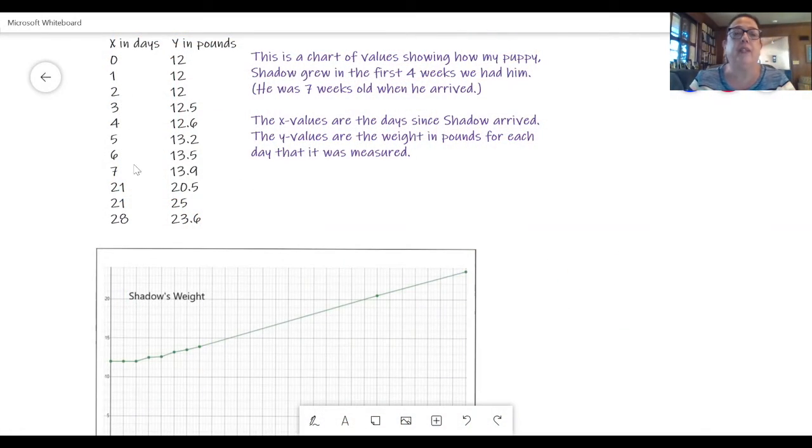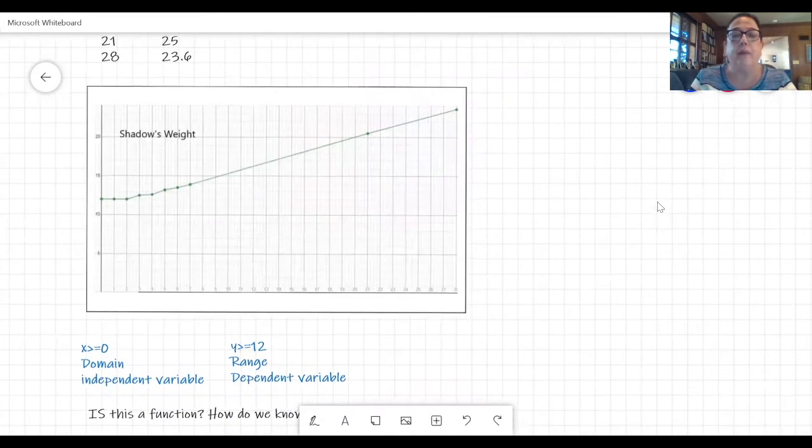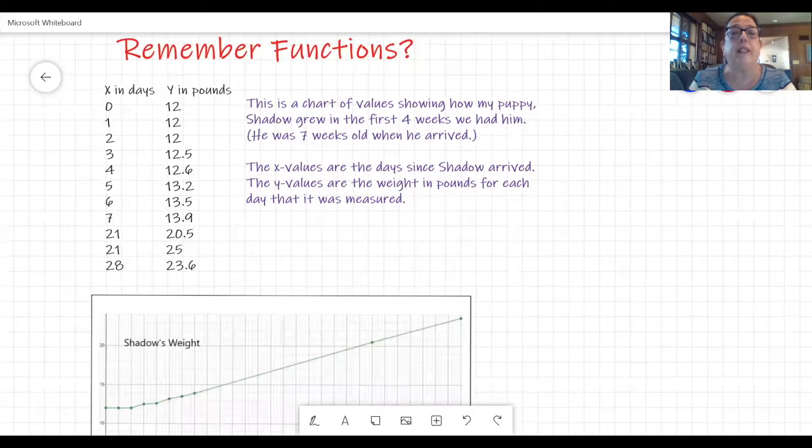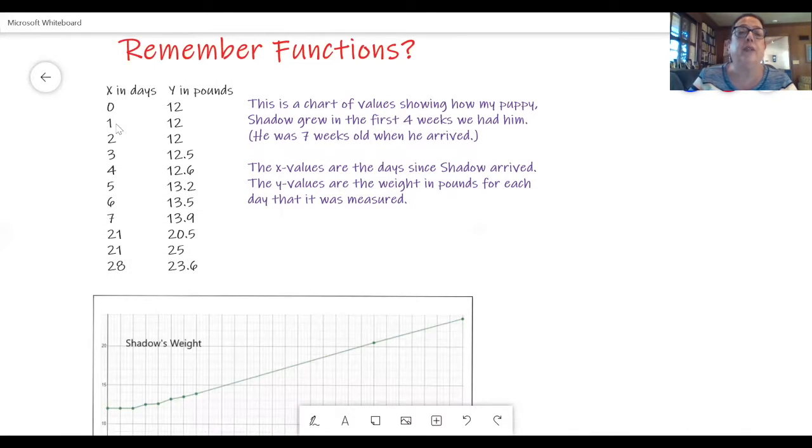The X values that you see here go from 0 to 28. They're measured in days. The Y values are the actual weight in pounds. You'll probably remember that we consider the X values the independent values, and they're usually pretty boring, like time or the days in this case. The Y values are called the dependent values, and they're the story. That's why we call it Shadow's weight. Shadow's weight is measured in the Y value. So each point on this function tells you at a certain number of days that Shadow was in our house, what did he weigh?